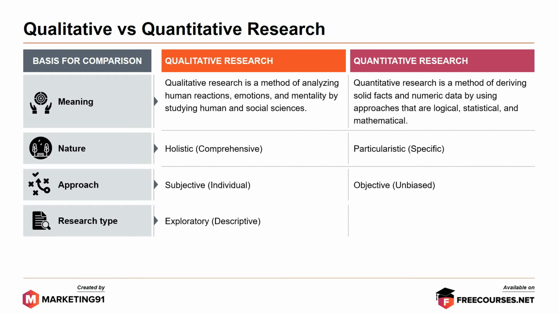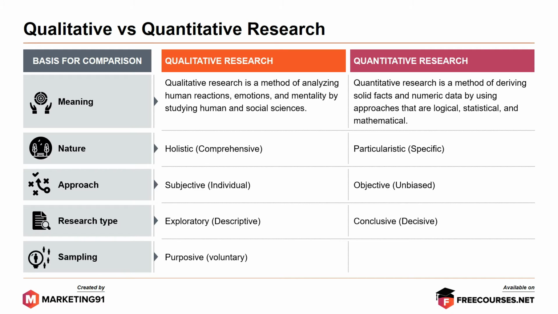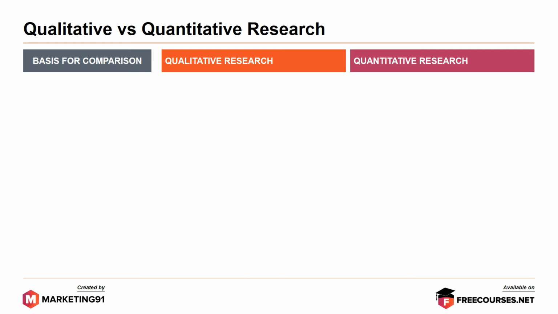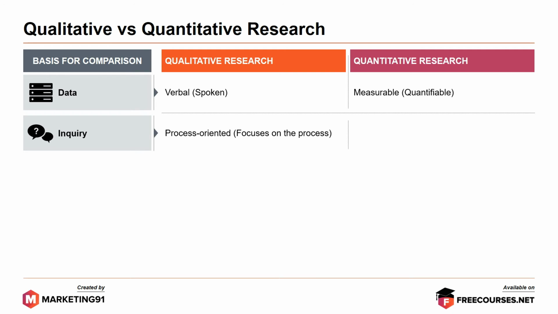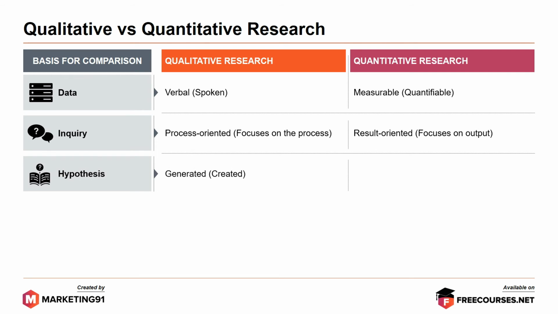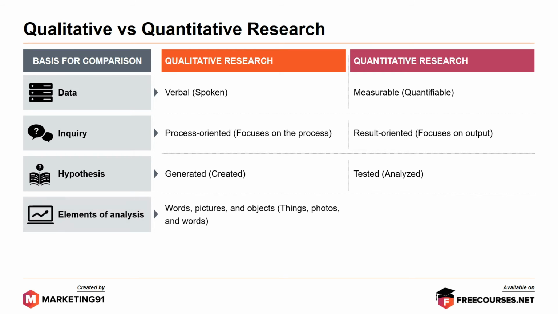Research type is more exploratory in nature, the other one is more conclusive. Sampling is purposive as in voluntary, whereas in quantitative it is typically random or unplanned. Moving further, data. Qualitative research it's usually verbal, on the other hand it's measurable. Inquiry is process oriented as in focus on the process, whereas in quantitative the focus is result oriented. Hypothesis is generated or created. In quantitative, it is tested or analyzed. Elements of analysis in qualitative are words, pictures, and objects. On the other hand, it is numerical data.